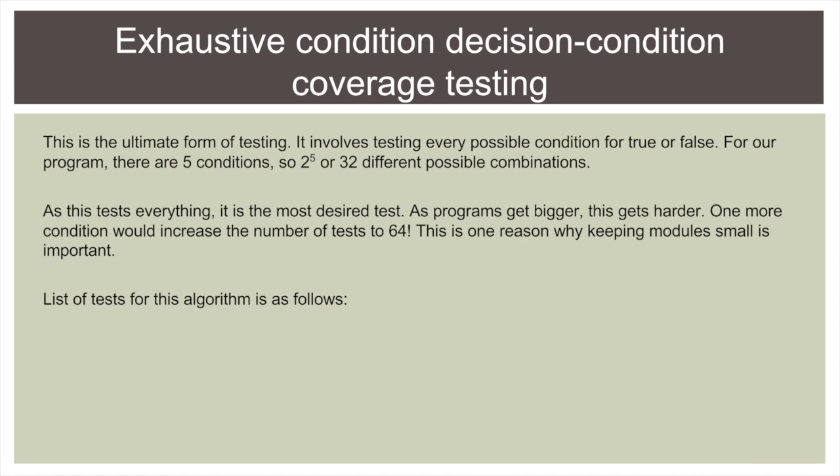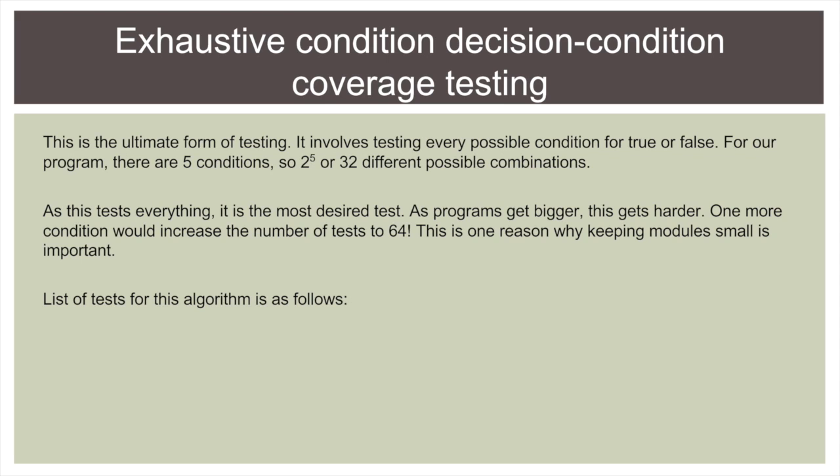So the last form of testing is exhaustive condition decision condition coverage testing, and it's the ultimate form of testing. We test every single possible combination of conditions for true or false. So for our program, there are 5 conditions, and there are 2 possible values for each condition, so that would be 2 to the 5, or 32 different possible combinations. As this tests everything, it is the most desired test.